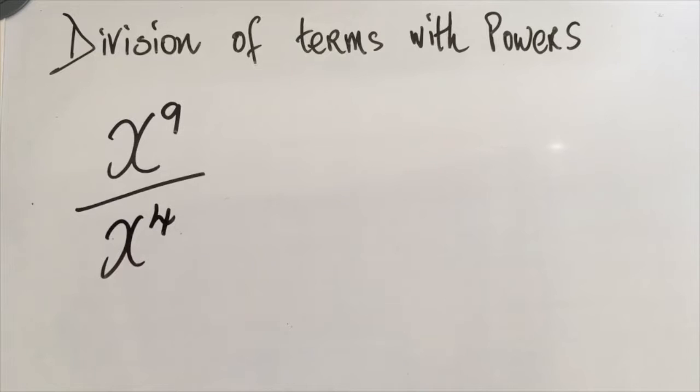So we've now seen that dividing numbers with the same base, we keep that same base and we subtract the powers. Now let's apply this to variables.